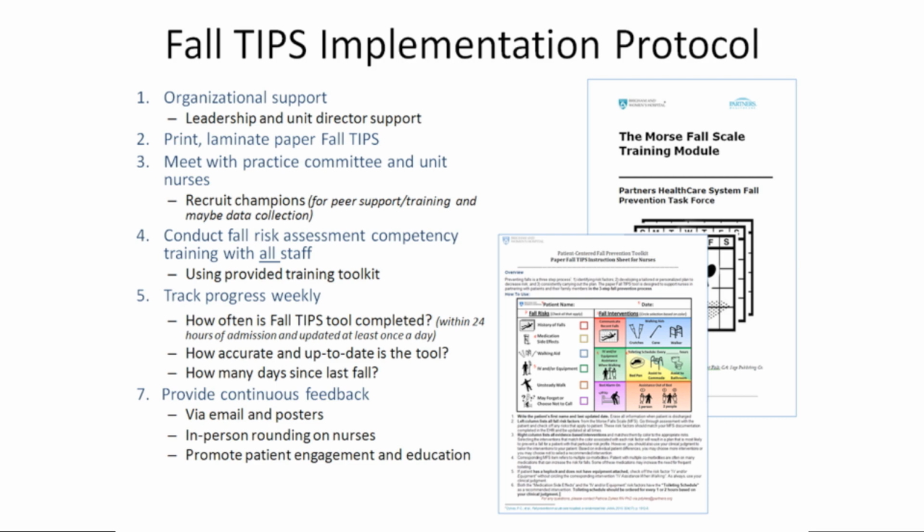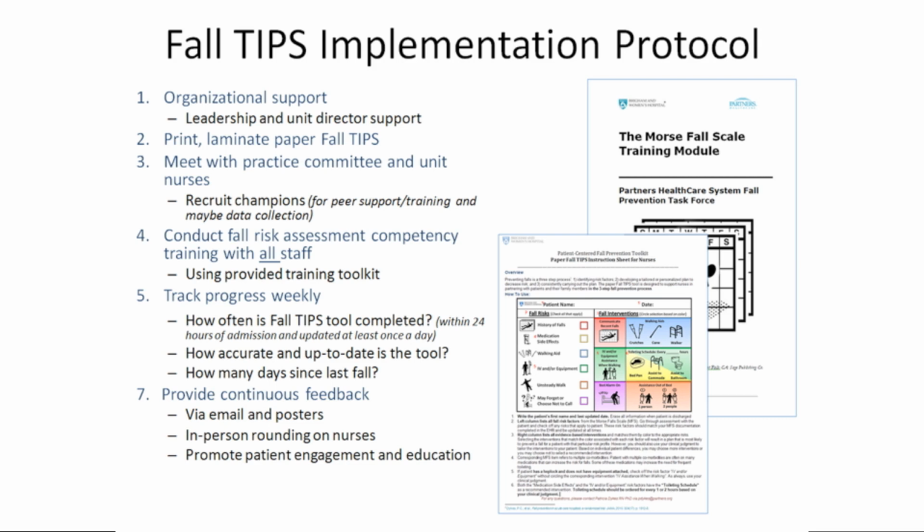Meeting with the practice committee and unit nurses, making sure that at the unit level nurses are involved in the process of implementing and training and are given the option of becoming champions. And then conducting fall risk assessment competency and training. So I went through the training slides for the Morse Fall Scale with all of you today. I hope there was something in there that you learned that you might not have known before, but I tried to point out the areas that do take training, that nurses don't know just from looking at the Morse Fall Scale how to assess it.